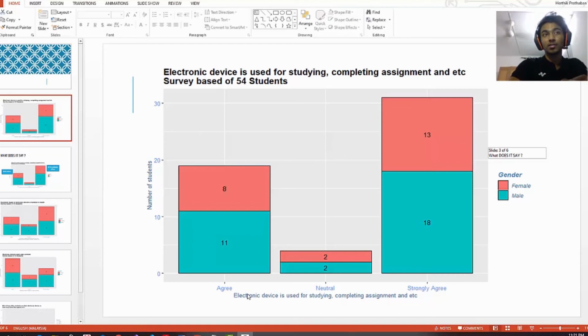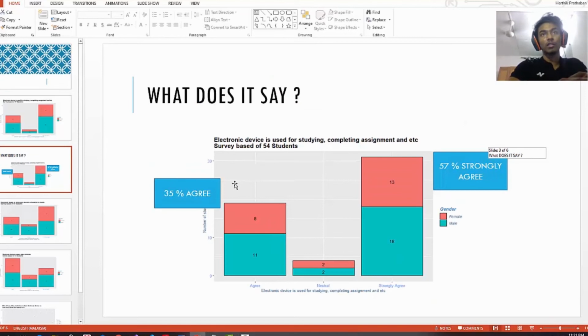For example, we can concisely see that 11 of the male students agreed and 9 of the female students agreed. Now, the graph has a y-axis of number of students and an x-axis of students' opinion, whether they agreed or not. If we dive deeper and do some calculations behind the scenes, we can come up with a percentage which says that 57% of students, both male and female, agreed strongly agreed. 47% of the students strongly agreed, while 35% of the students agreed.